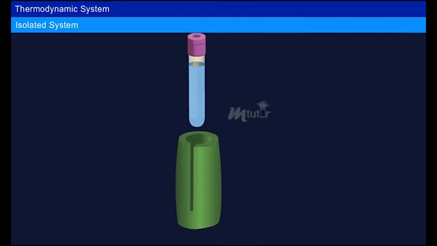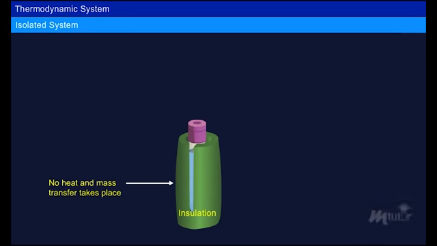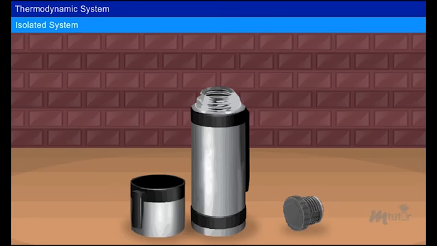Isolated system. A system which is not affected by the surroundings is called an isolated system. Here, no heat, work and mass transfer takes place. For example, when hot milk is poured in a thermoflask, the outer surface is insulated and thus no heat and mass transfer takes place from the flask to the surroundings. We can call this system an isolated system.